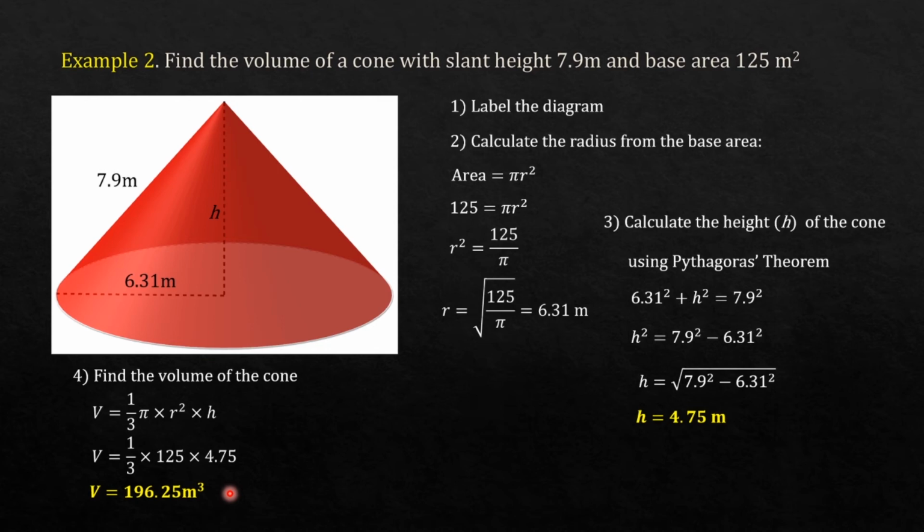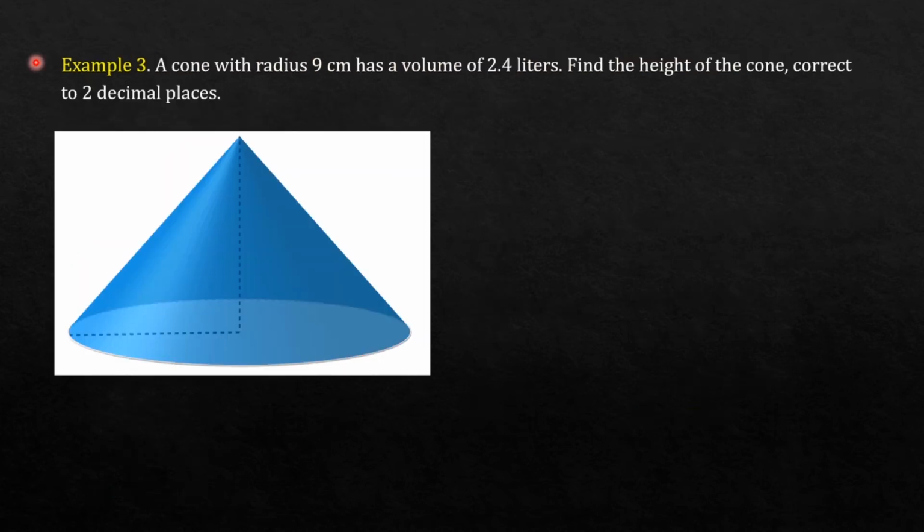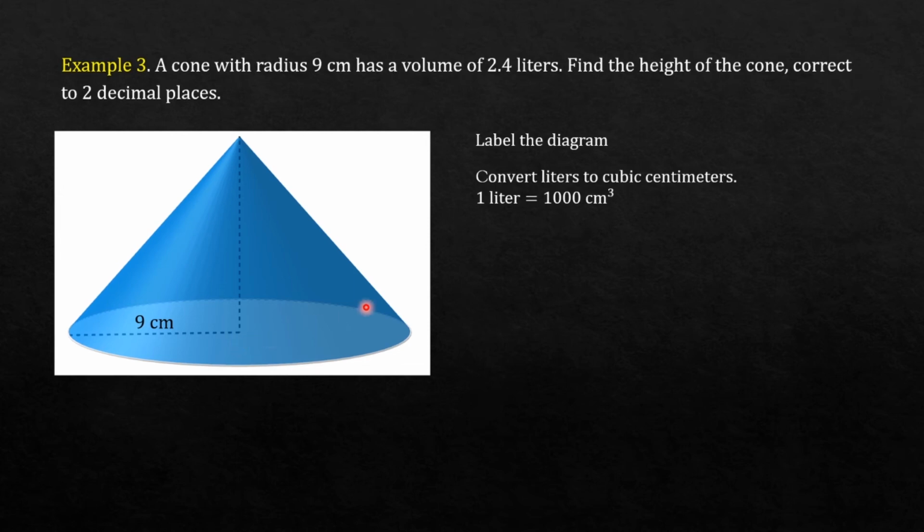Example 3, we have a cone with radius 9 centimeters that has a volume of 2.4 liters. Find the height of the cone correct to 2 decimal places. We will label the diagram first, where we know the radius is 9 centimeters. Now we need to convert 2.4 liters to cubic centimeters. And we know that 1 liter is equal to 1,000 cubic centimeters. So 2.4 liters is equal to 2,400 cubic centimeters. And this is the volume we use for the question.